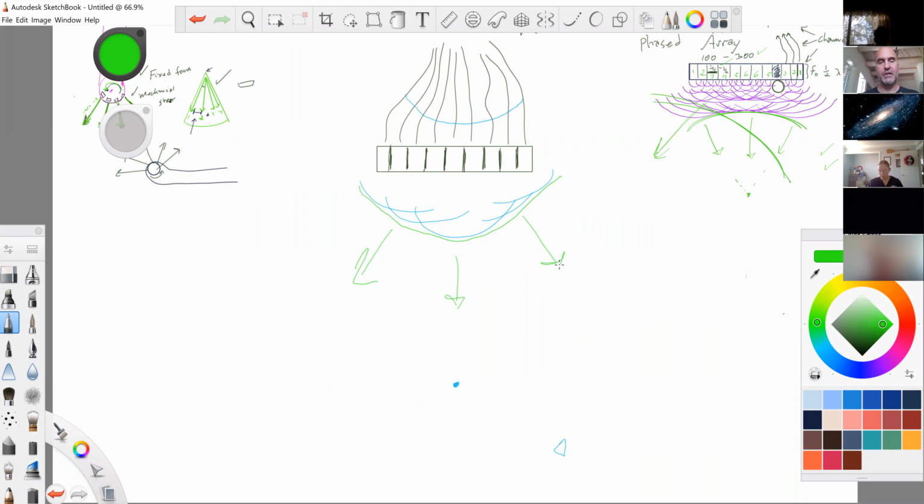Totally unfocused. This is never going to come back to a focus. That wave front is forever going to go off to the right and to the left. It's always going to spread out. So that's why we cannot focus beyond the natural.